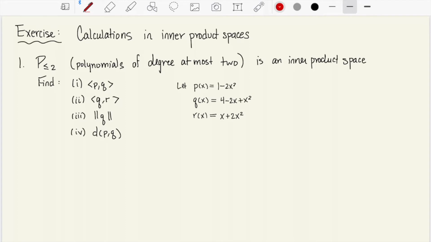In this video, we're going to look at two short examples of calculations in inner product spaces. The first example is going to involve polynomials of degree at most 2, and in the second example, we're going to look at continuous functions on an interval.